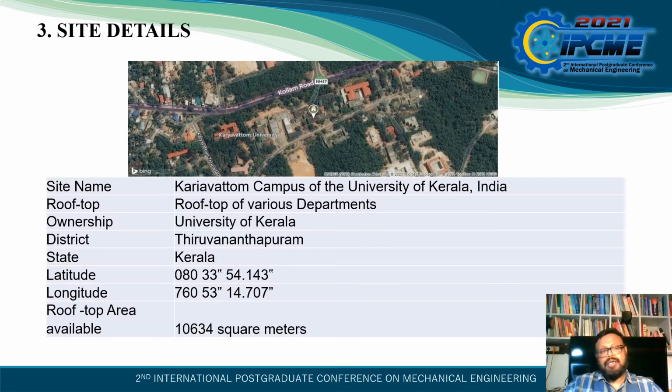Coming to the site details, the site is in the south of India in the state of Kerala. It's called the Karyavattom campus of the University of Kerala. It has a lot of rooftops with various department buildings, and the site has an area of more than 10,000 square meters.